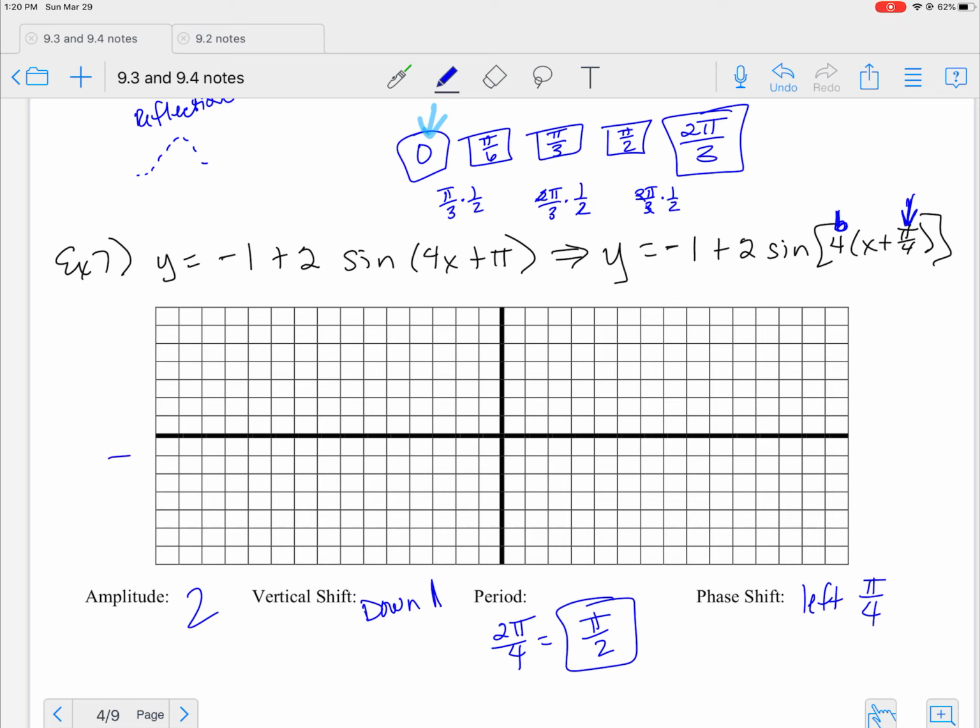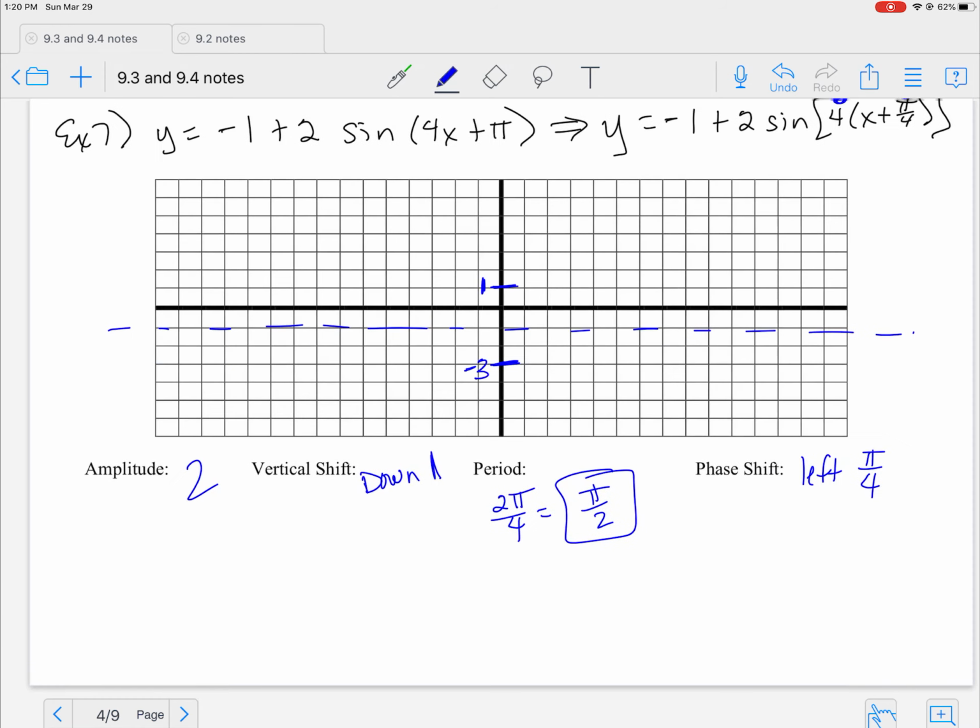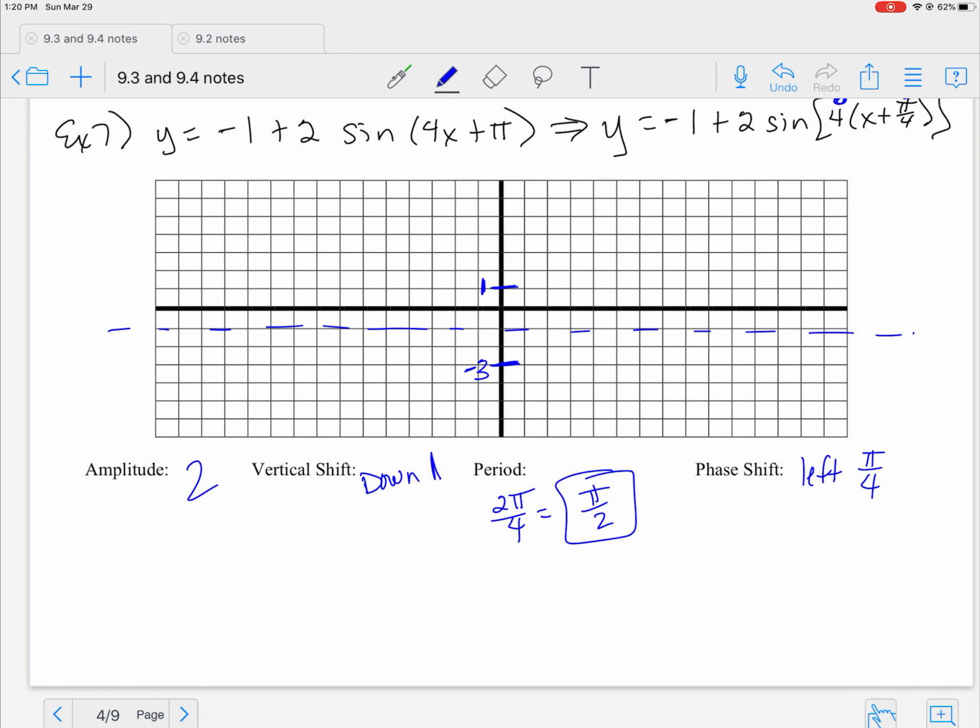Do I have an amplitude? Yeah, I do. It's 2. Literally everything that can change does. How exciting is that? All right, cool. So with my vertical shift, I like to go ahead and put in an imaginary line there. I'm just going to go down 1 with that, but know that I'm coming up here to 1 because this is an amplitude of 2 and down here to a negative 3. So keep that in mind.